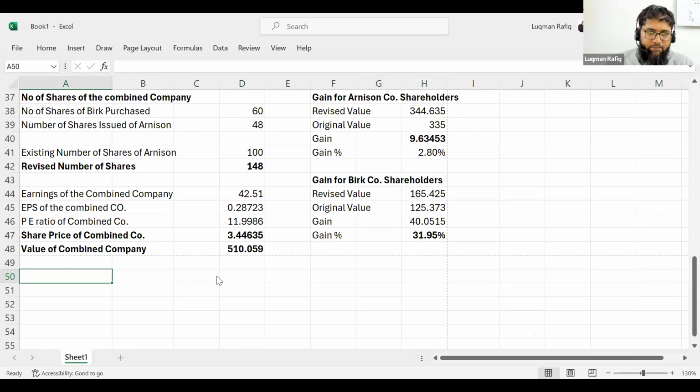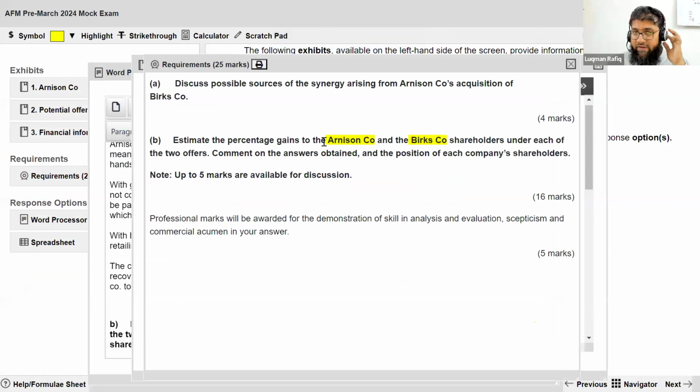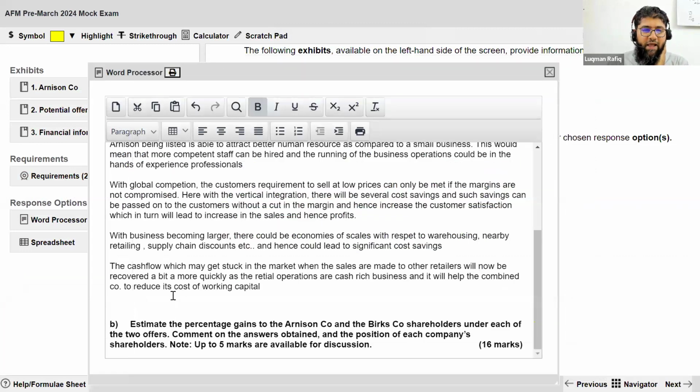Anyways, now: estimate the percentage gains to Arneson and Burke's shareholders under each of the two offers. Comment on the answers obtained and the position of each company's shareholders. Now you see, the examiner is asking us to comment.